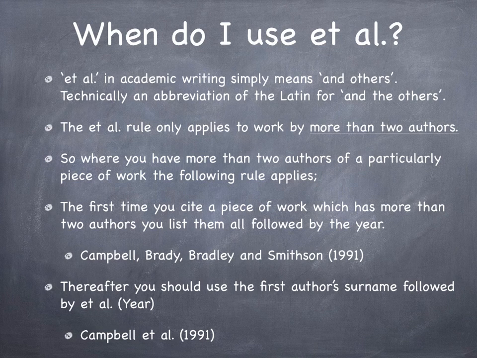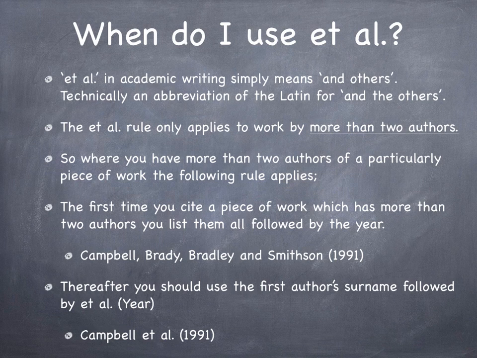The et al. rule only applies to work by more than two authors, so it's only for works where three or more individuals have contributed to a piece of work. Where there are only two authors, you should always use both their surnames and the year in your in-text referencing. So the et al. rule as a starting point only applies to pieces of work where there are more than two authors involved. So in that special case where you have three or more authors who have contributed to a piece of paper, the following rule applies.